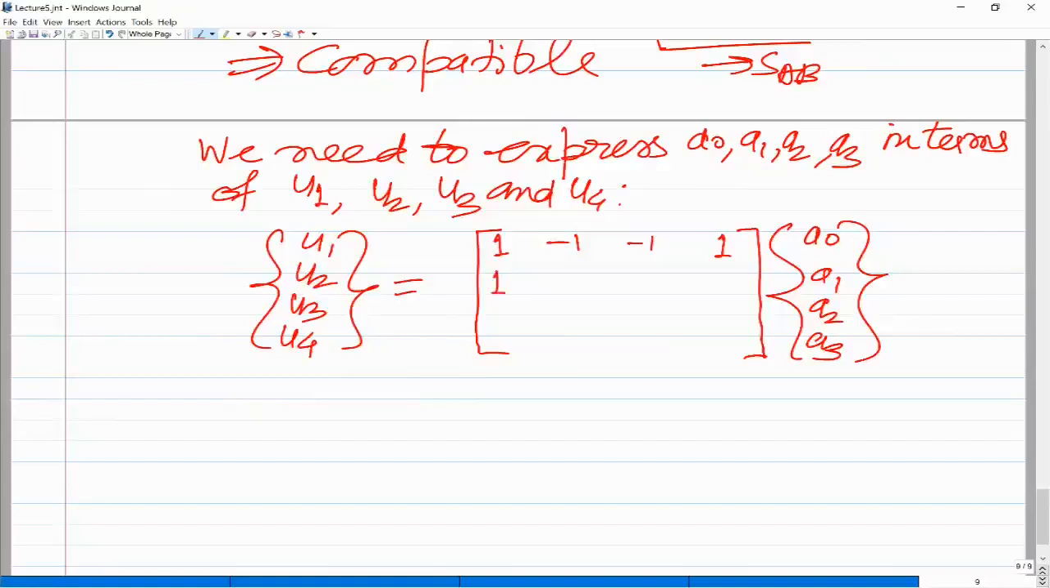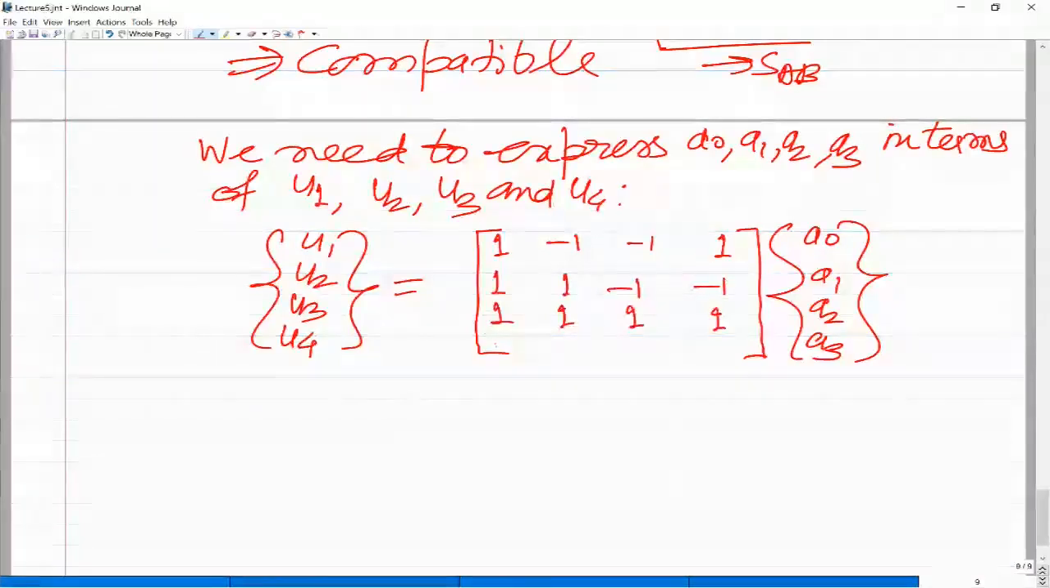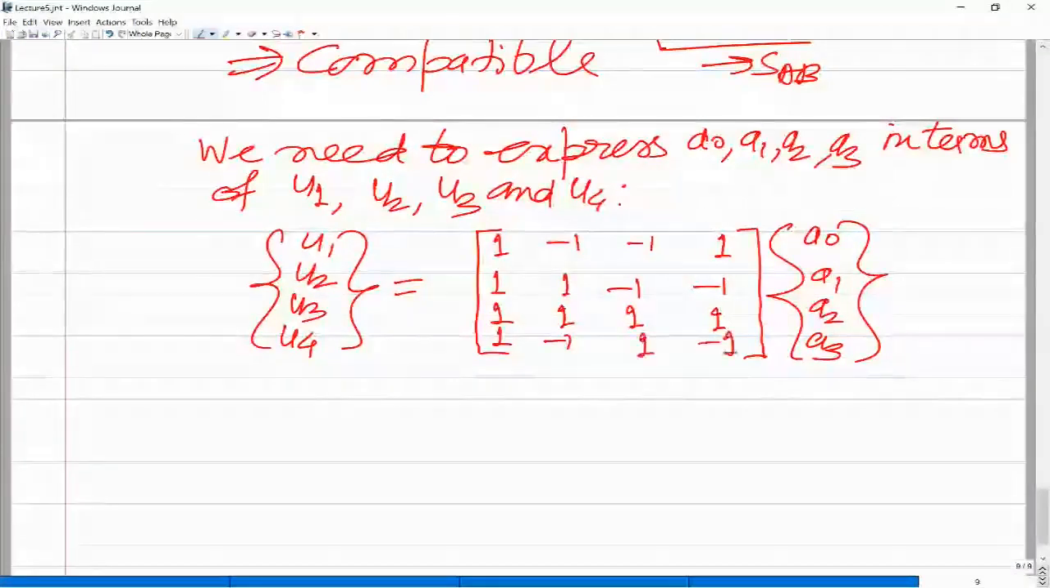At node 2, that letter is actually xi, so I'm using xi and eta. Xi would be +1, eta is -1, so we will have 1, 1, -1 and -1. At node 3, xi and eta both are +1, so we will have 1, 1, 1, 1. And lastly, u4 would be at node 4, where xi is -1 and eta is +1, so we will have 1, -1, 1 and -1.